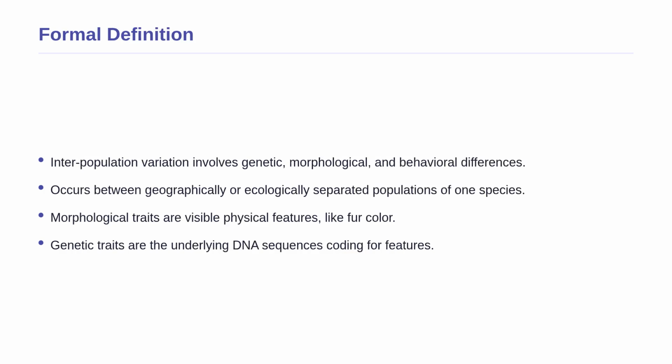Building on that analogy, let us look at the formal biological definition. Interpopulation variation refers to the genetic, morphological, and behavioral differences that emerge between separated populations of a single species. Why does this matter? Because these differences are the raw material of evolution.